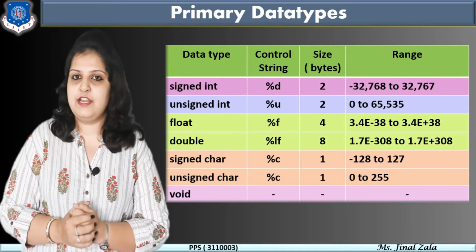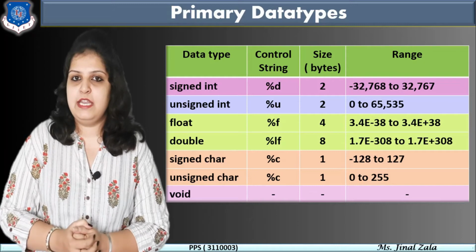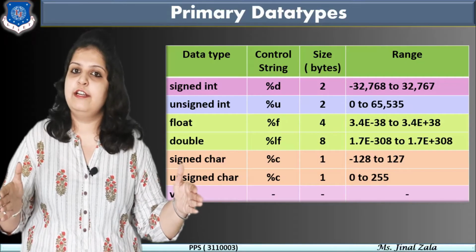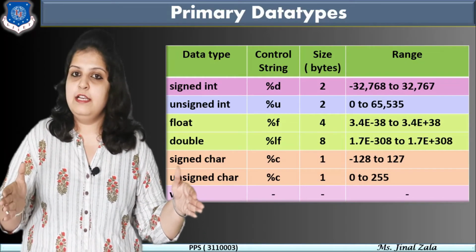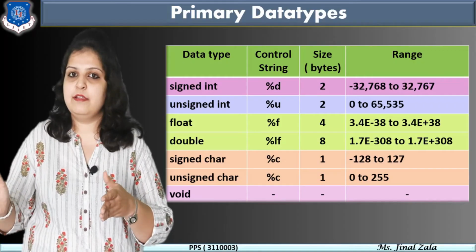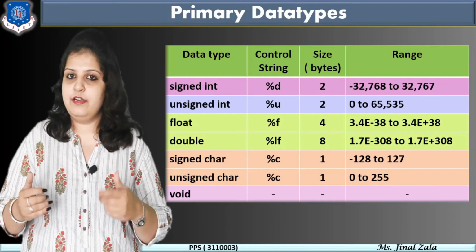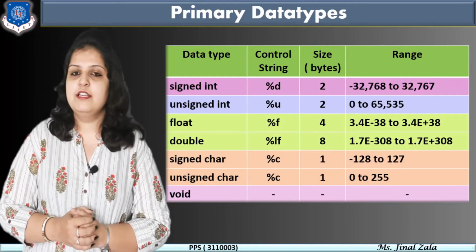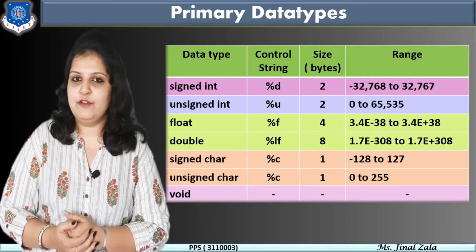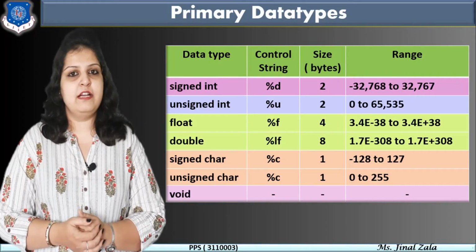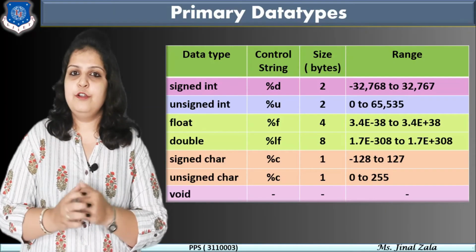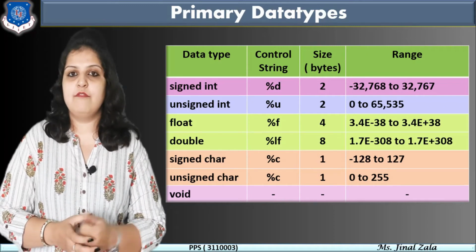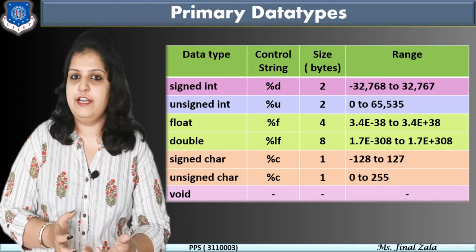And what do you mean by range? When you declare a variable as an integer, one specific range, a maximum limit and minimum limit, is already defined. We have to follow this limit at runtime, when you enter the input. So first is signed integer. Signed integer means here you can also enter a negative value. And control string, what do you mean by control string? When you want to print the value of any variable, we can't directly print it. We have to remember the control string for the particular data type.